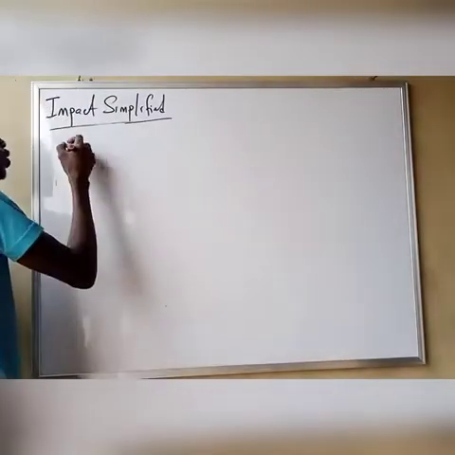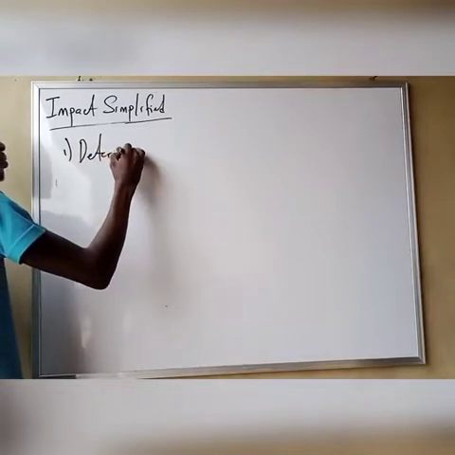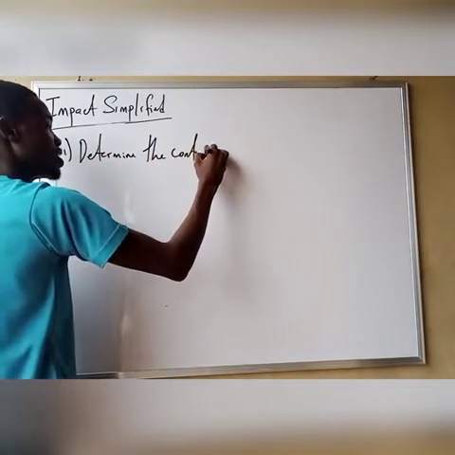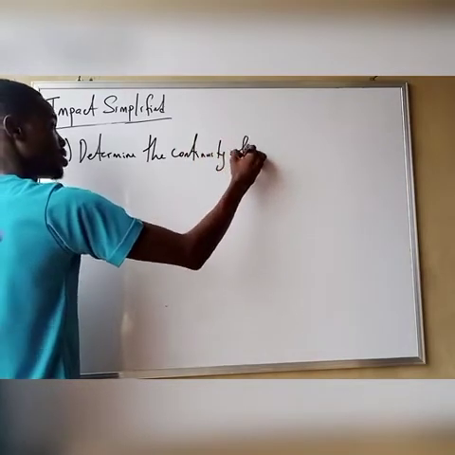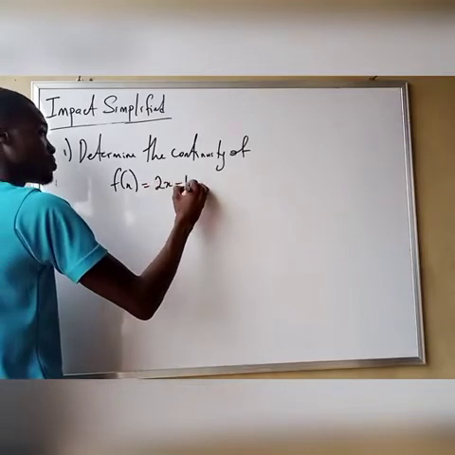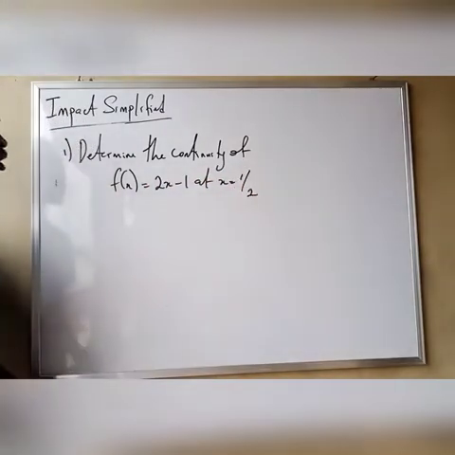Now let's look at this question. The question we want to look at is this. Number one, determine the continuity of f of x is equal to 2x minus 1 at x is equal to 1 over 2.